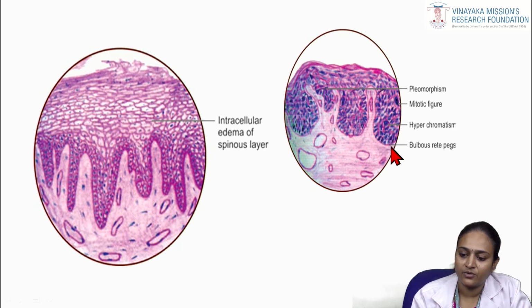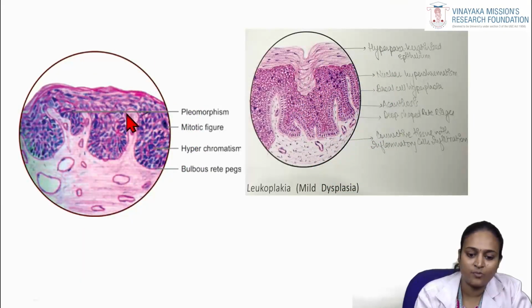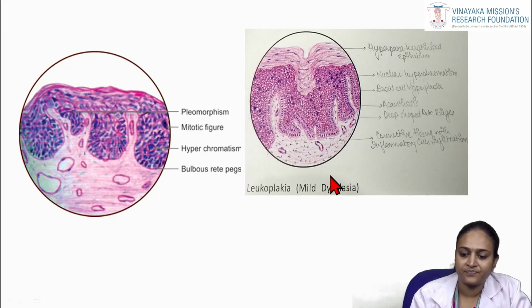Hyperchromatism, here you can see the rete ridges showing a bulbous shape. Here you can see the pleomorphism, bulbous rete ridges. This is the best example of mild dysplasia. You can see the hyperparakeratinized epithelium with nuclear hyperchromatism. Here you can see the basal cell hyperplasia. The basal layer shows hyperplasia and acanthosis, and you can see the drop-shaped rete ridges. In severe cases you can see the bulbous rete ridges. In mild leukoplakia you can see the drop-shaped rete ridges, in connective tissue with inflammatory cell infiltration.